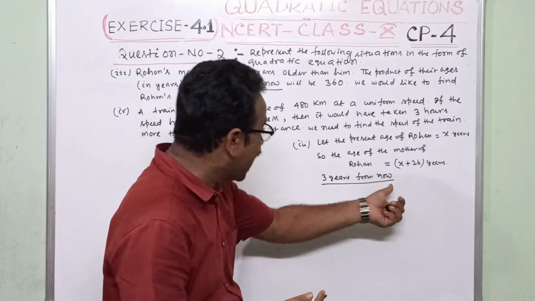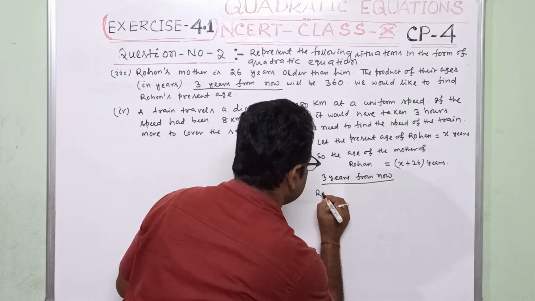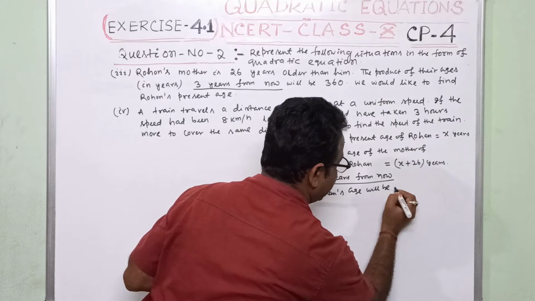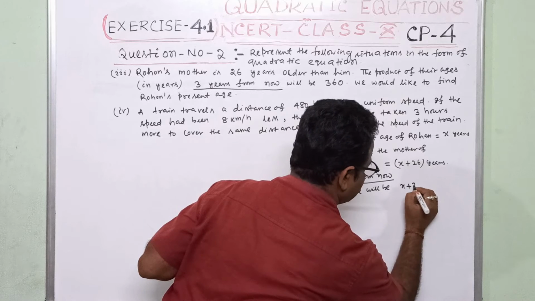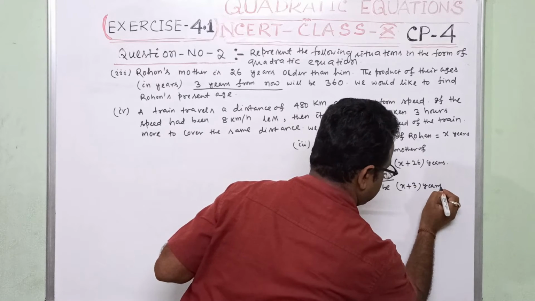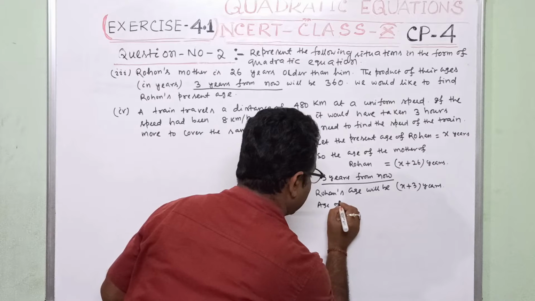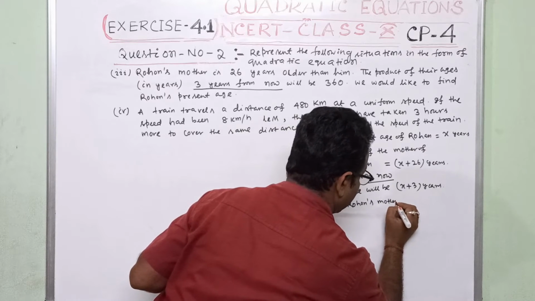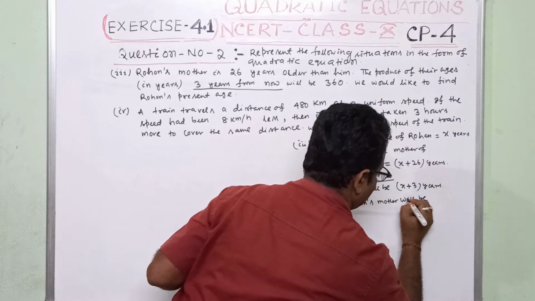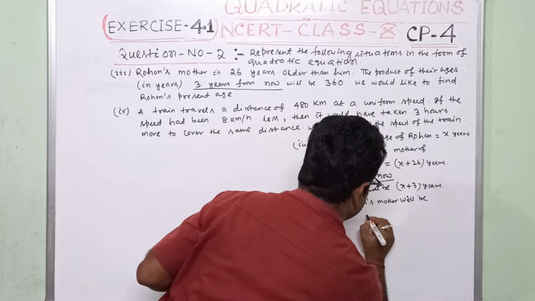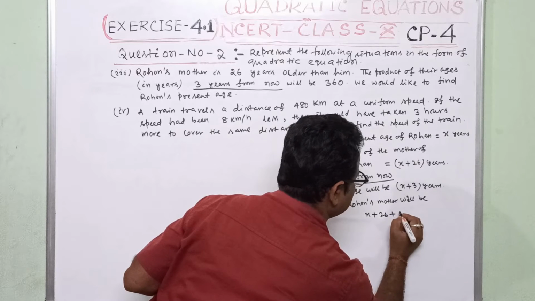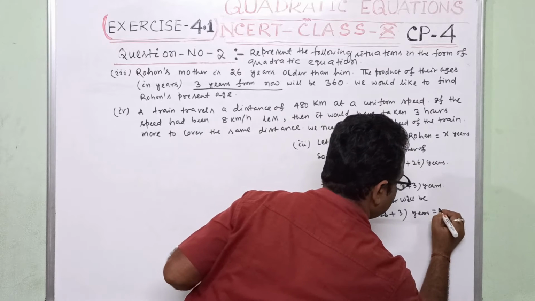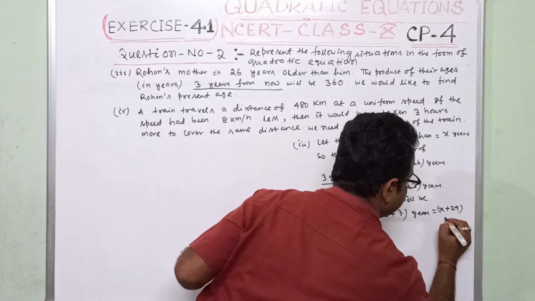So 3 years from now, Rohan's age will be x plus 3 years. Age of Rohan's mother will be how much? x plus 26 plus 3 years is equal to x plus 29 years.